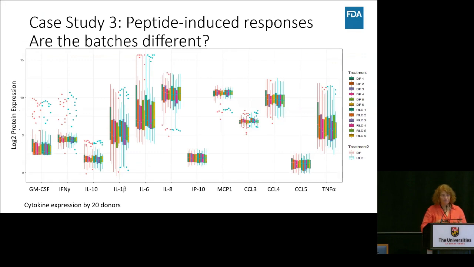But then when you have multiple lots and you have multiple responses, you can have something like this, where, for the most part, they look the same. But then if you look in detail, there's this one lot that looks maybe a little bit different than the other lots. Is that difference real?